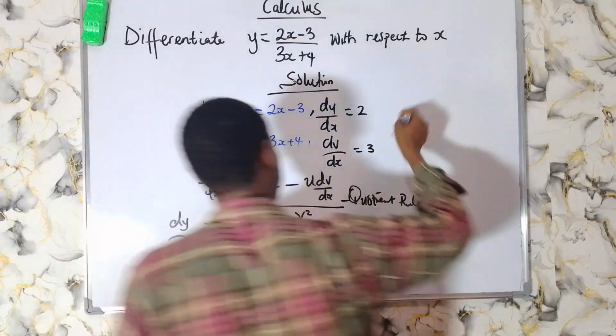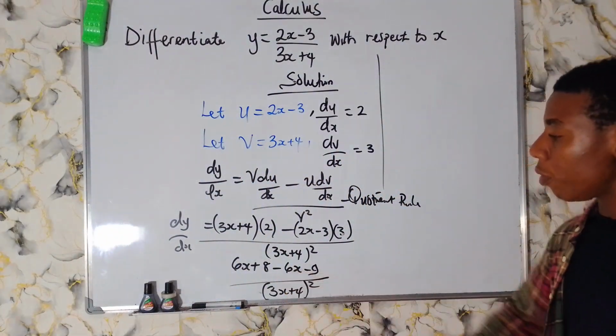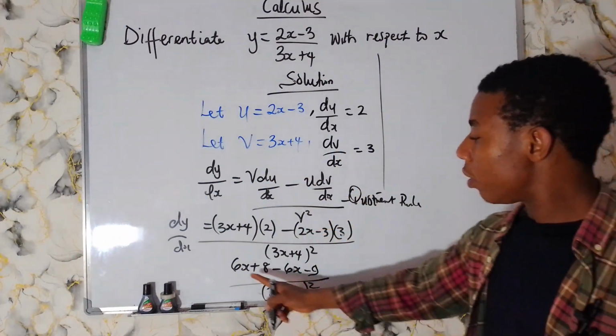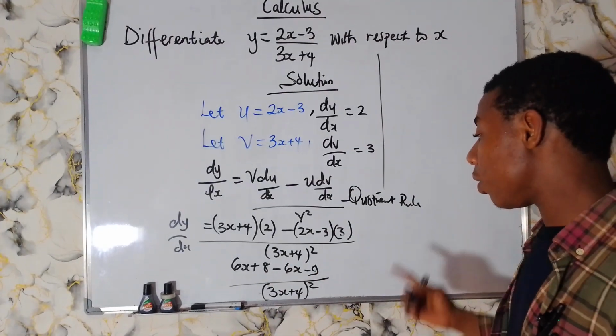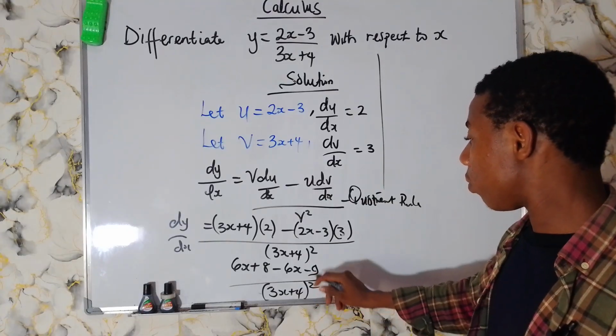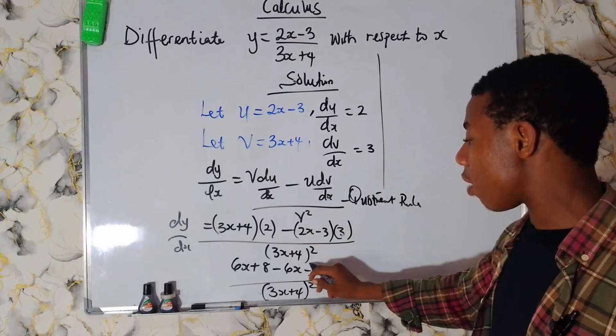So permit me to use the side of the board. From here, if you collect like terms, you'll see that 6x minus 6x is gone, and what is left is 8 plus 9. Sorry, this place is plus, because multiplying minus 3 by minus 3 gives plus. So pardon me for that.